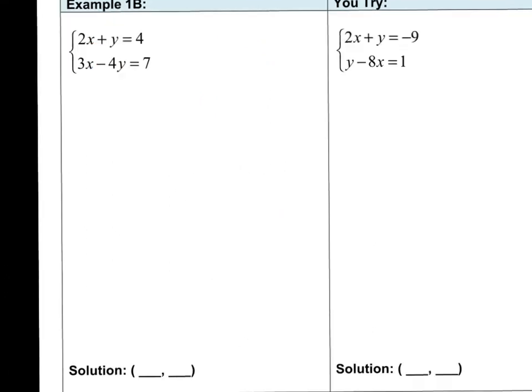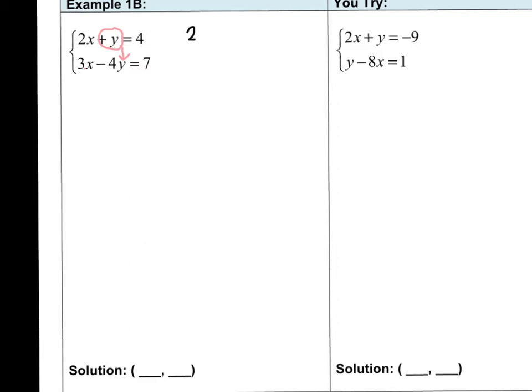For the next example, we want to do the same thing. We want to take one of the letters and plug it into the other equation for the same letter. So we have a 2x, a y, a 3x, and a 4y. I'm going to say, let's solve the top equation for y, because it's the only one that's almost all by itself, and we'll plug it into the bottom equation for that y.